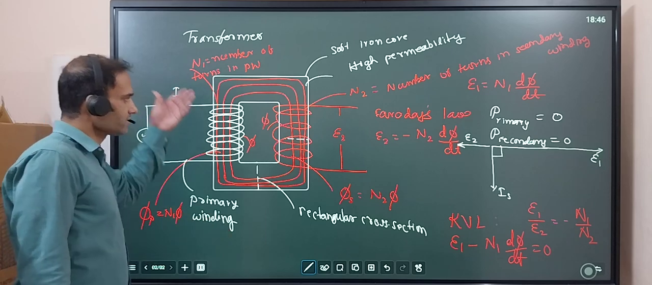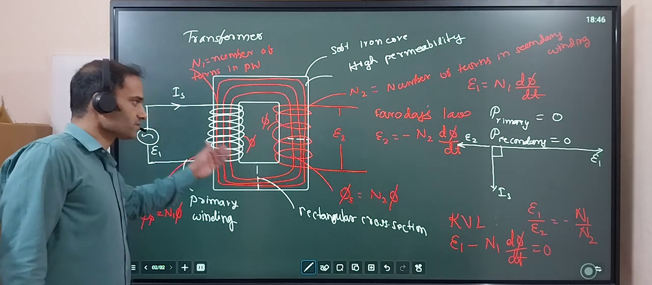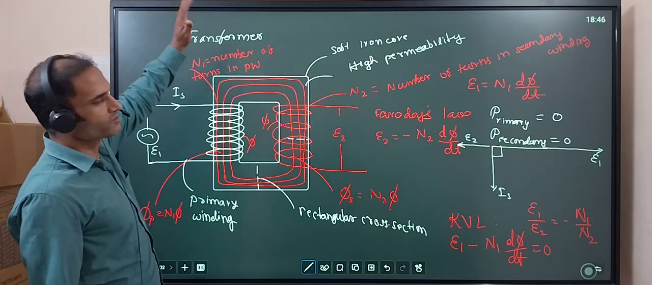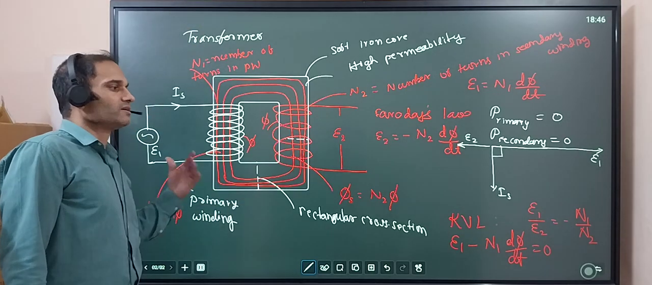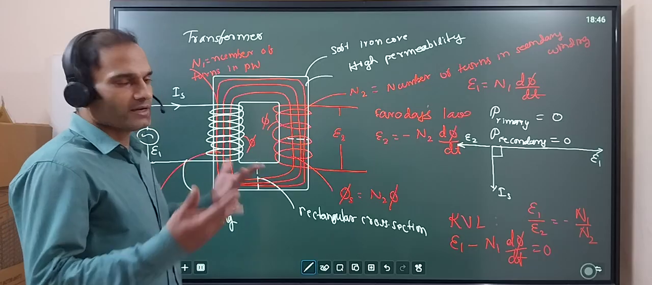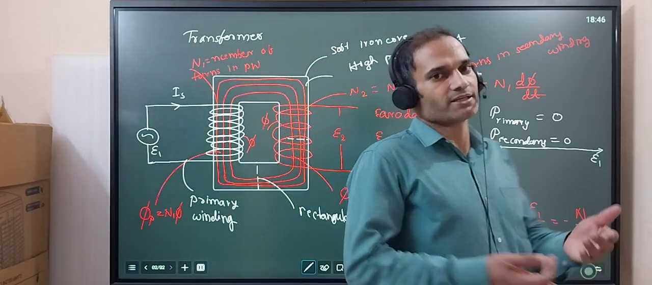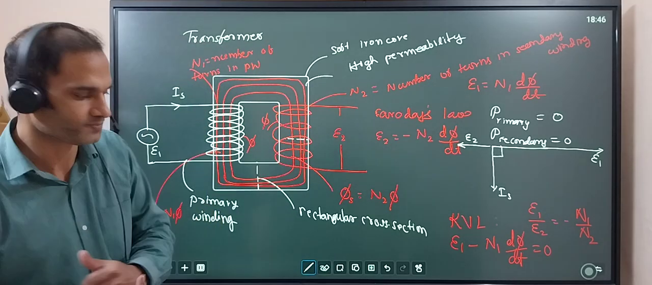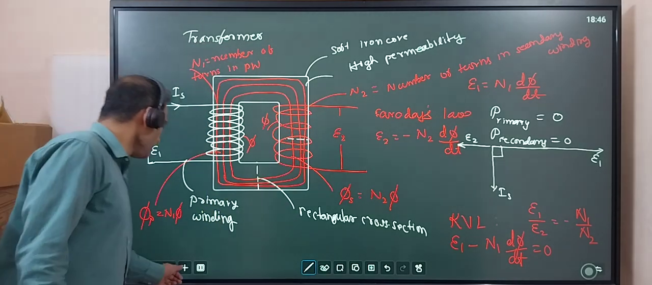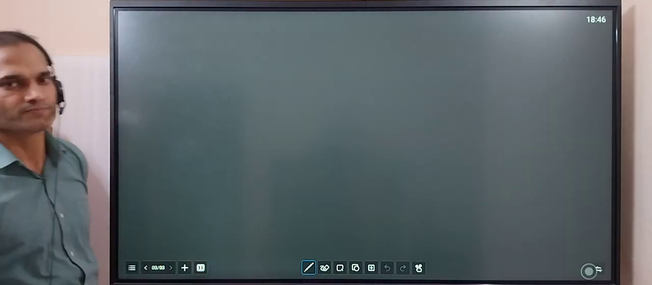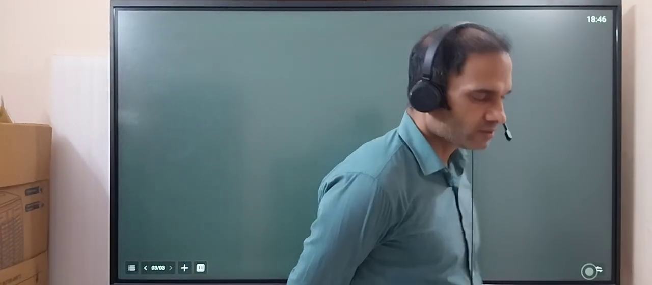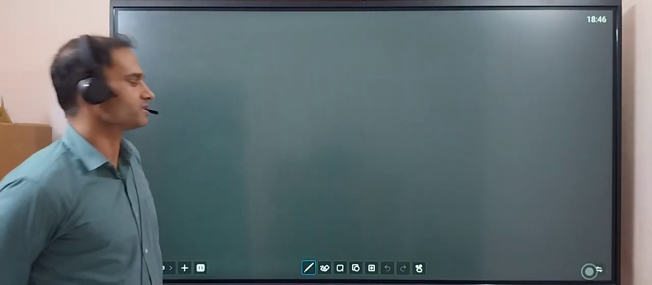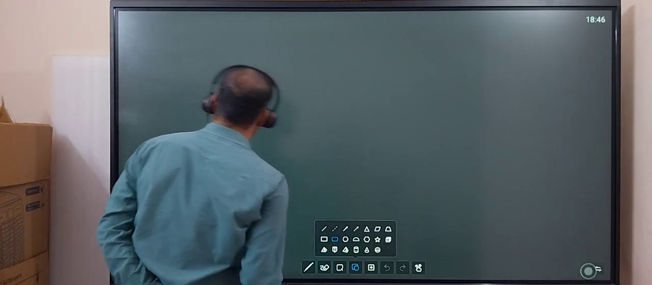But there is a current, there is a flux going on. Sometimes the magnetic field will go this way, sometimes this way. But we are not getting anything, right? We are not getting any input and we are not getting any output. But now we are going to apply a load resistance in the secondary.